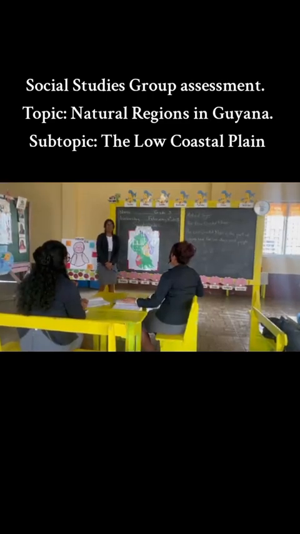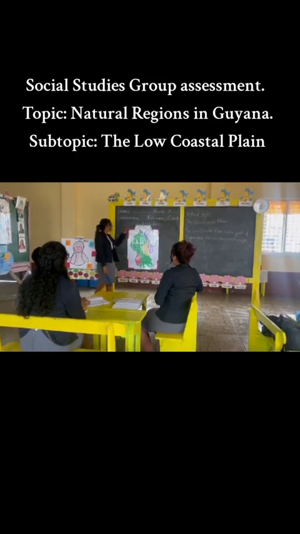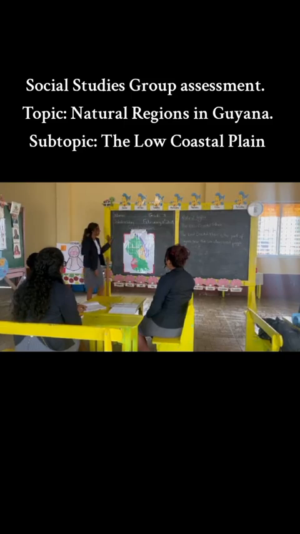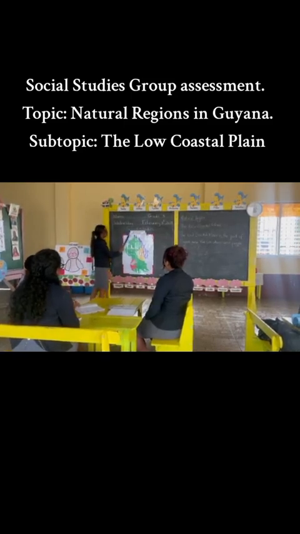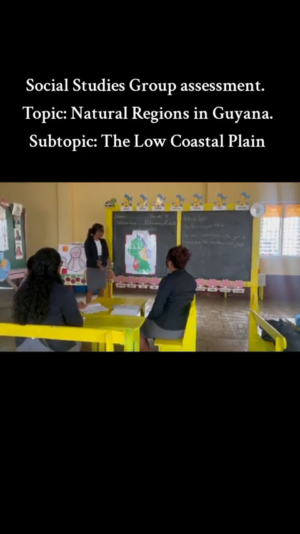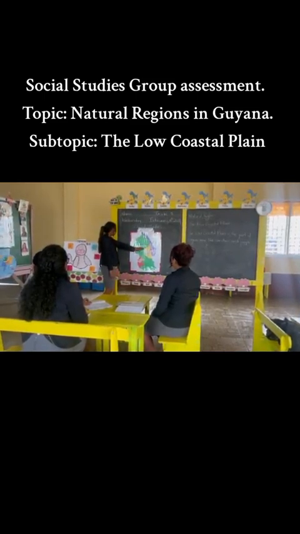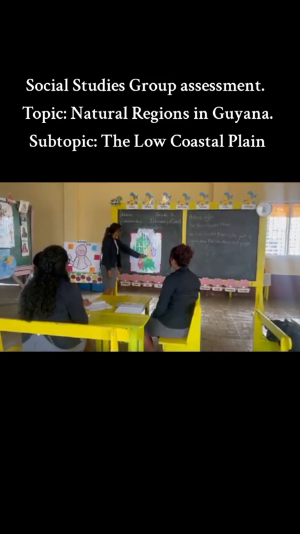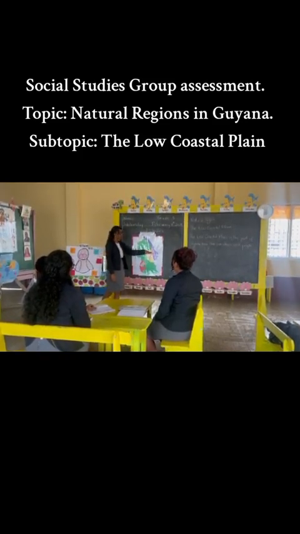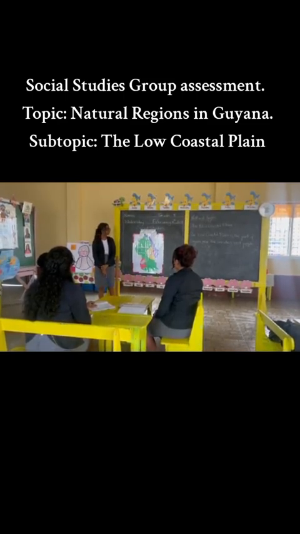Good afternoon, everyone. Good. So today, for our social studies, we will be looking at the natural regions. Here we have a map of Guyana showing its natural regions. So Guyana has 4 natural regions. We have the highland region, the hilly sand and clay region, the interior savannas, and the low coastal plain. Today our focus will be on the low coastal plain.